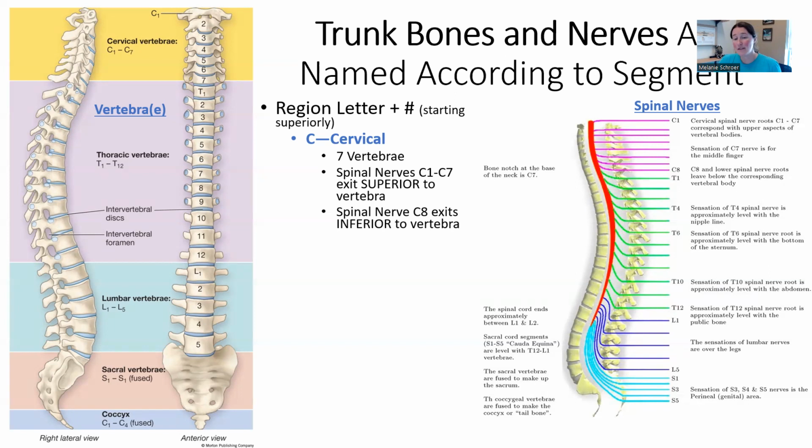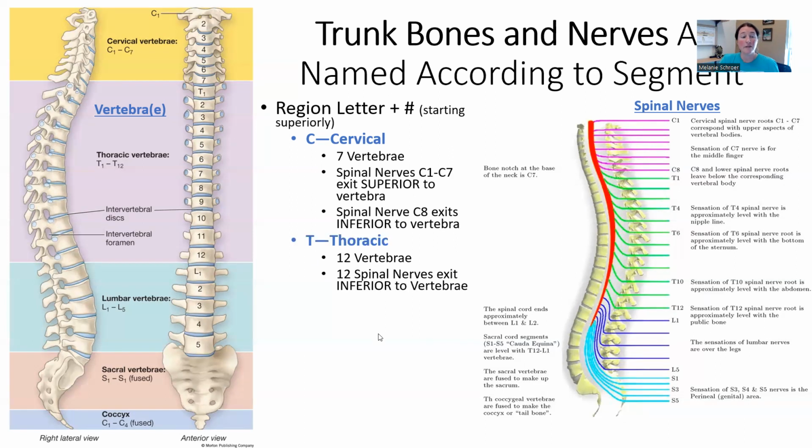But the 8th cervical spinal nerve exits inferior to C7. And so spinal nerve C8 exits inferior to vertebra C7. Okay, so you should be prepared to identify which spinal nerve and which vertebra.